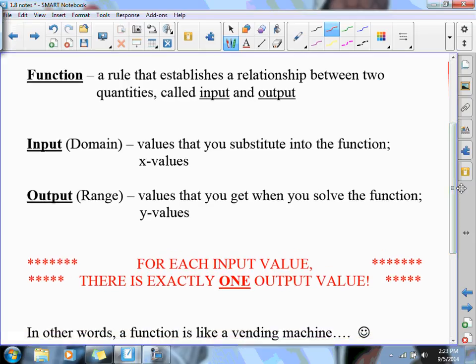A function is a rule that establishes a relationship between two quantities. Those two quantities are going to be called the input and the output. A function, if it's a rule, is usually written as an equation. Input would be all the stuff that you would put in for x, and output would be all the stuff that you get out for y. These functions can have a lot of different forms. These are just some examples of what a function might look like.